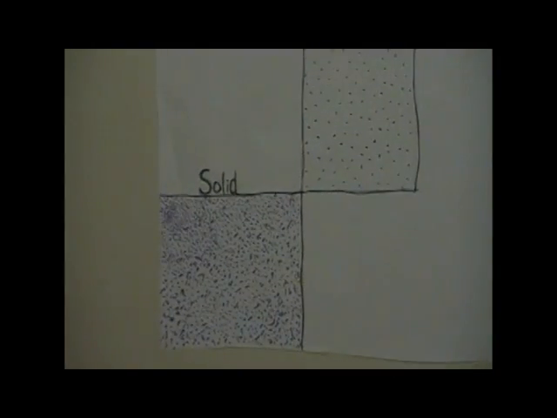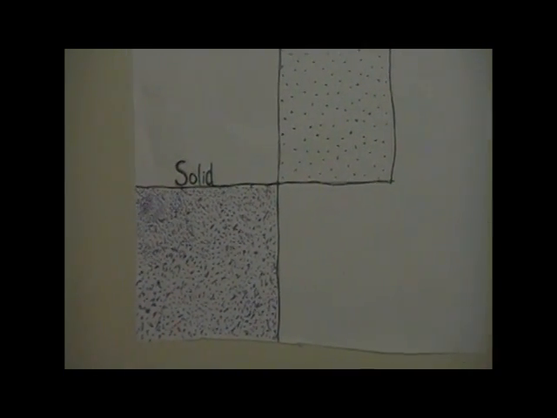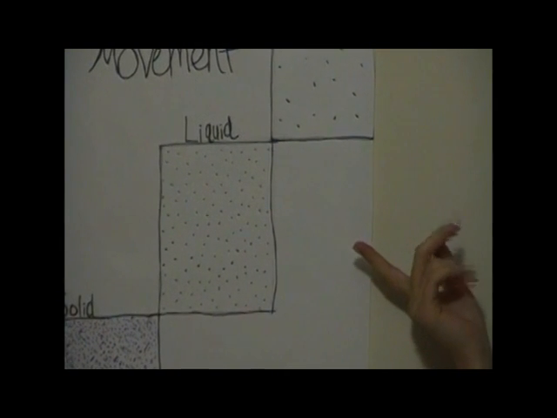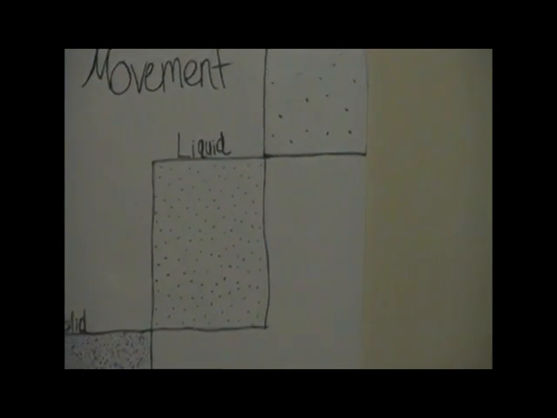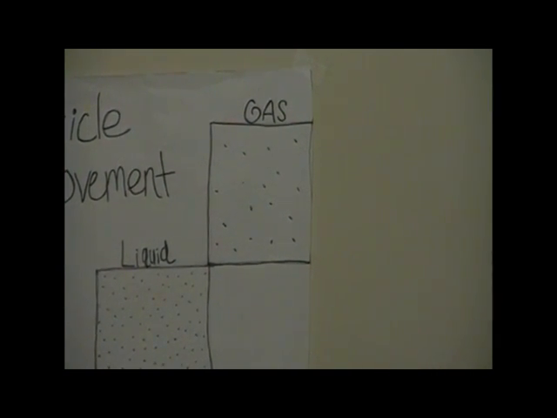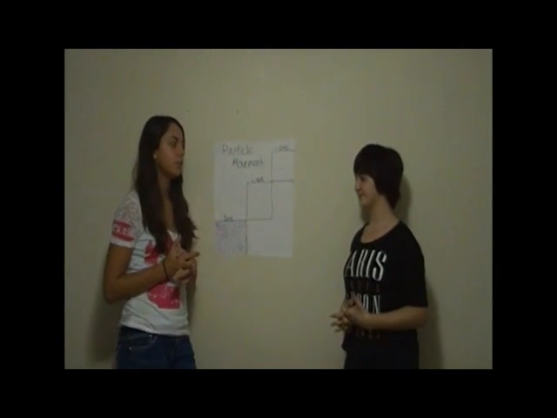To help you with particle movement, we have an example of a solid, a liquid, a gas, and a plasma. But first, let's look at our chart. As you can see, the particles in solids are fairly tightly packed together and can only move when vibrating. In liquids, the particles are fairly spaced apart, but still close together. They can slide past each other. In gases, the particles are very spaced apart. Plasmas are ionized gases and are a little more difficult, so we'll explain that later.